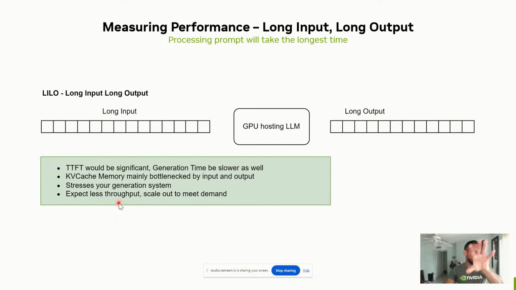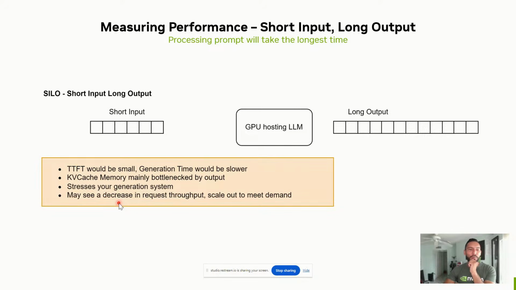This is where your cost really starts to go up, in terms of people just sending too much data into the system. This is why you get charged per prompt. Short input, long output: my pre-fill stage is going to be small. I'm just going to do a lot more generation.